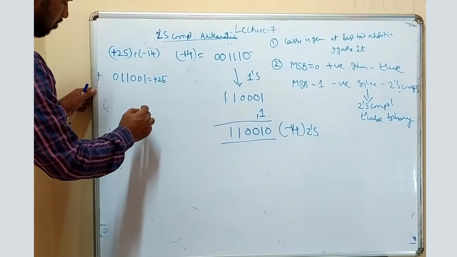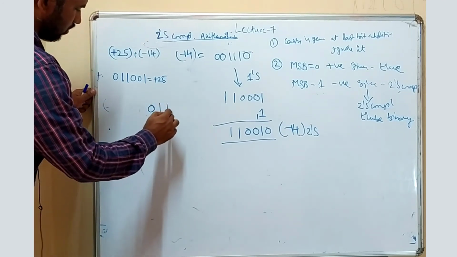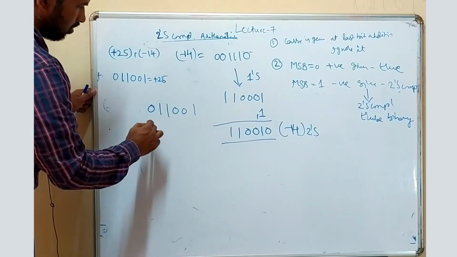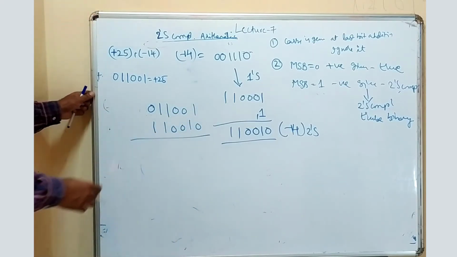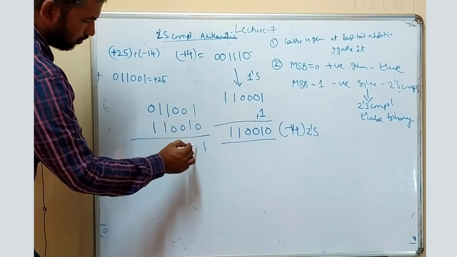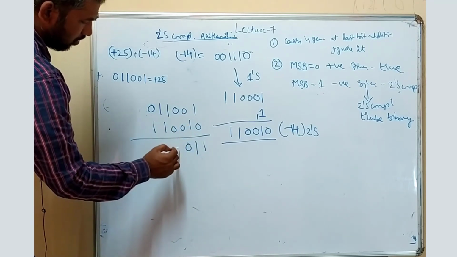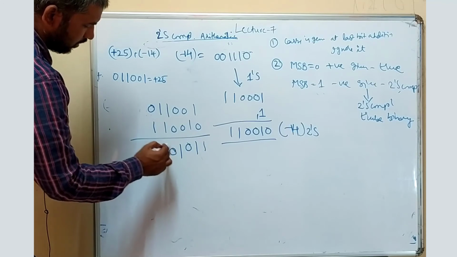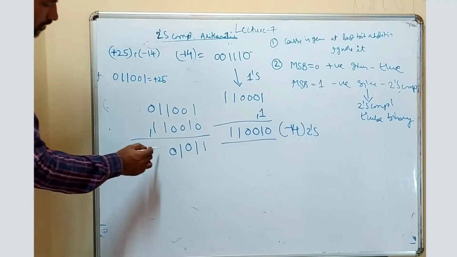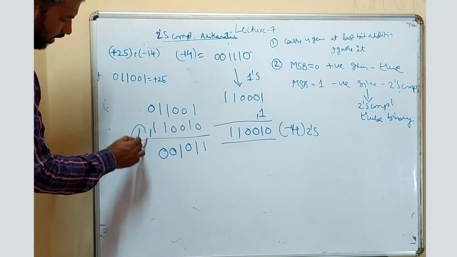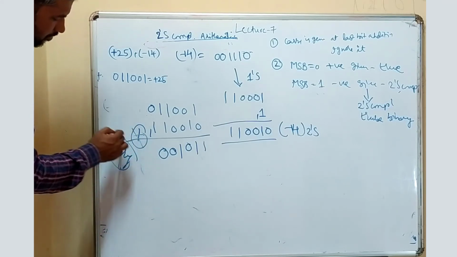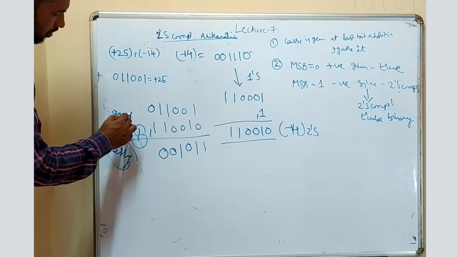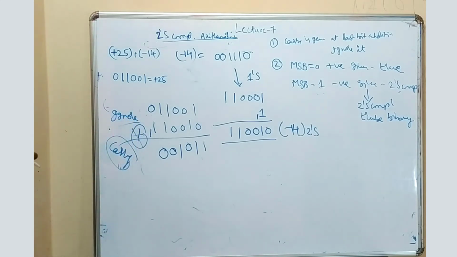Now we are going to add the numbers 0, 1, 1, 0, 0, 1 and 1, 1, 0, 0, 1, 0. 1 plus 0 will be 1, 0 plus 1 will be 1, 0, 1, 1 plus 1 will be 0 with a carry 1, 1 plus 1 will be 0. Now we are getting the carry here. As per the rule number 1, we have to ignore this carry.